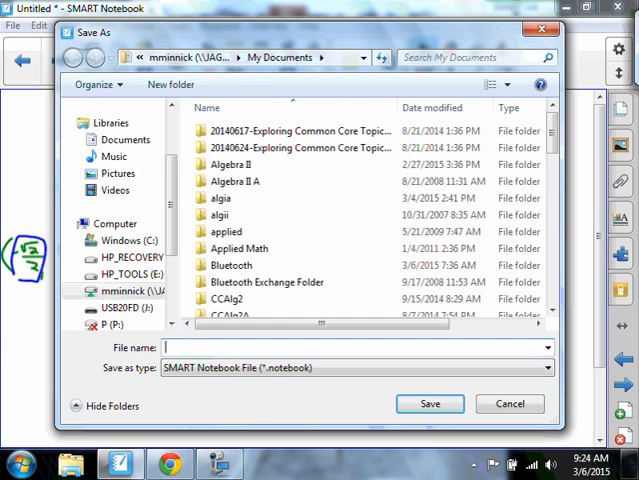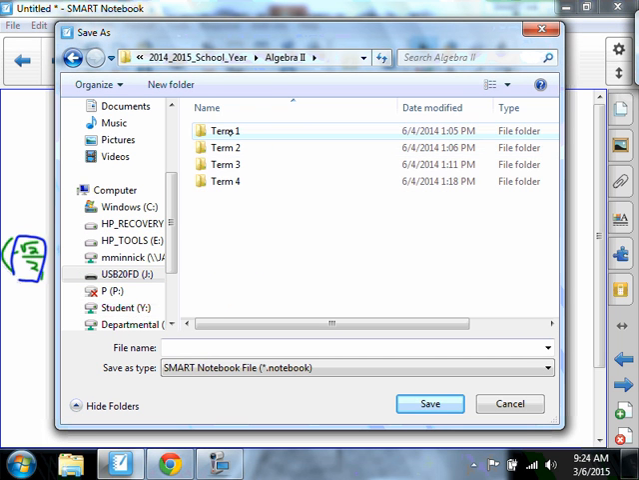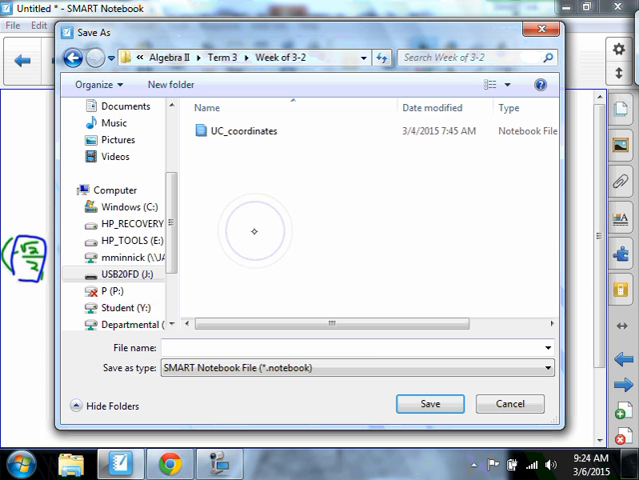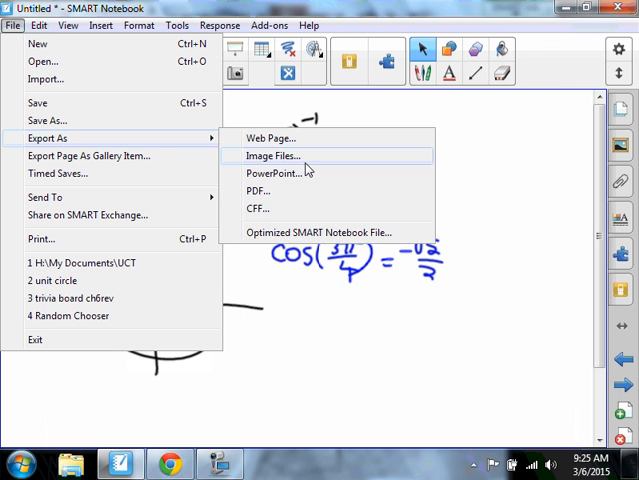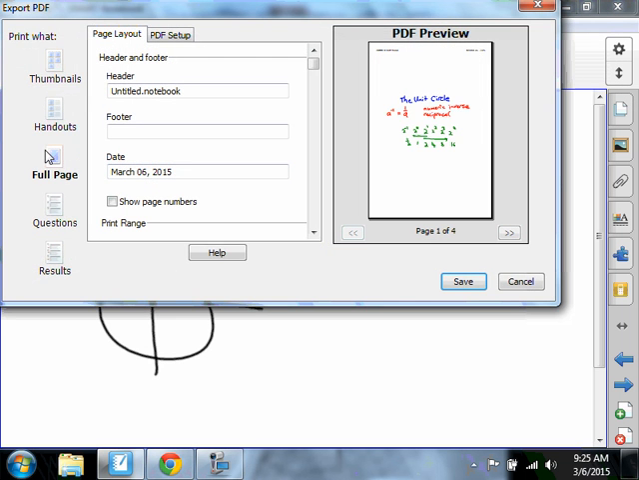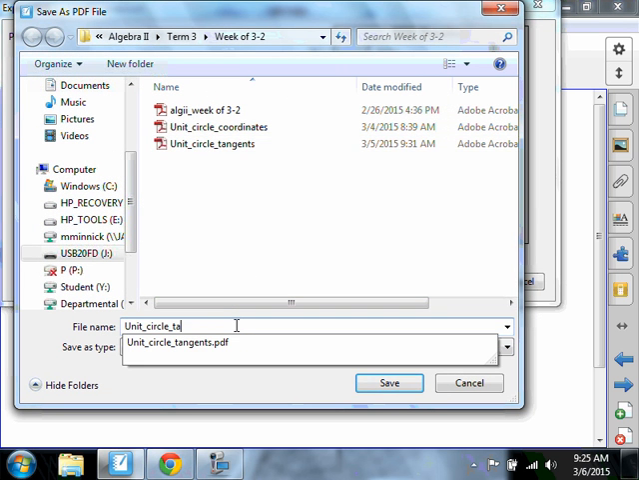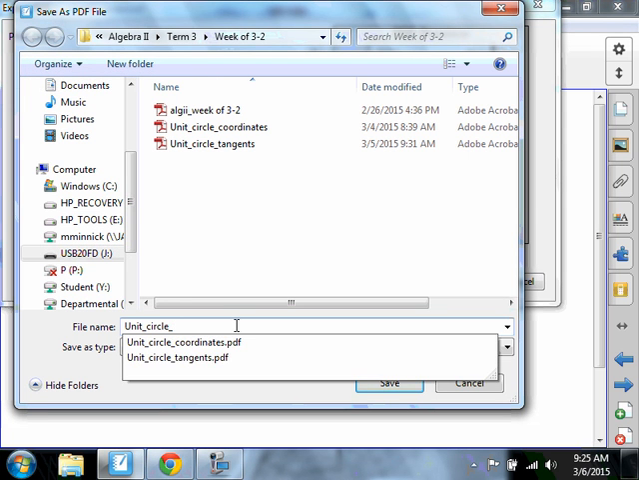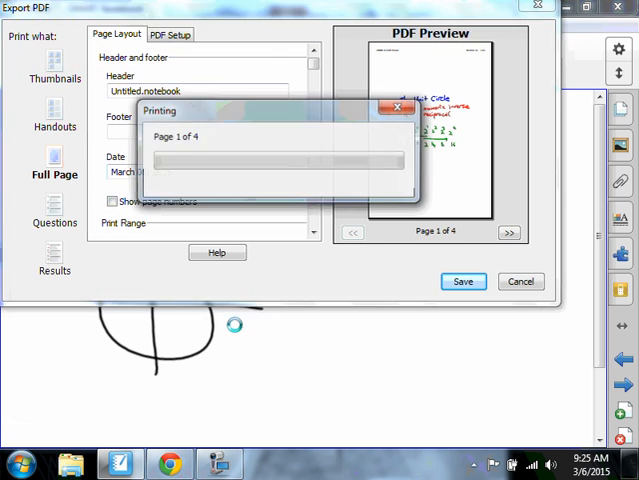I'm going to go ahead and save these notes. Save them to this week. What would be a good name for this? I'm going to make it a PDF so I can upload it. Unit circle, CSC, SEC, COT. There we go. It's good enough.